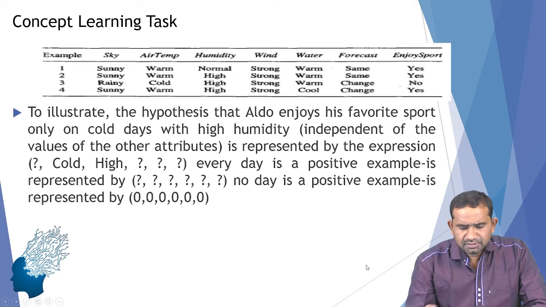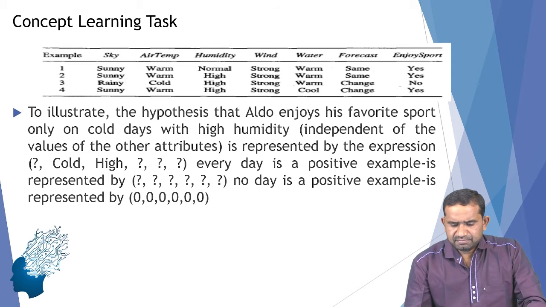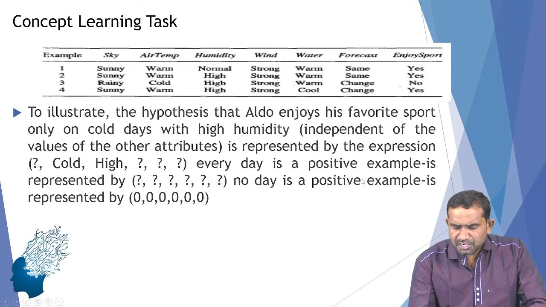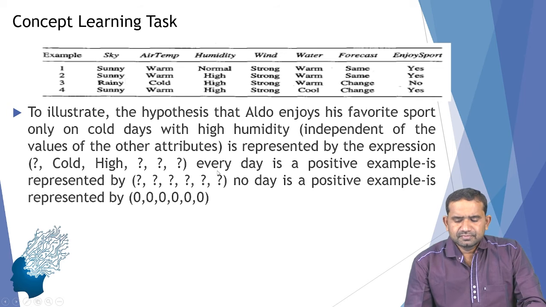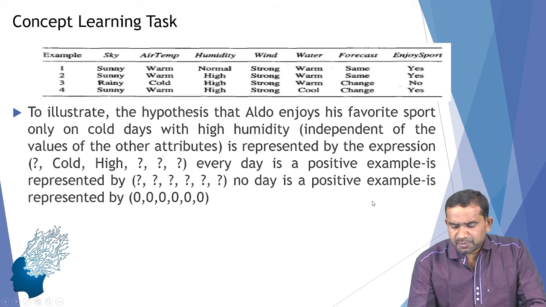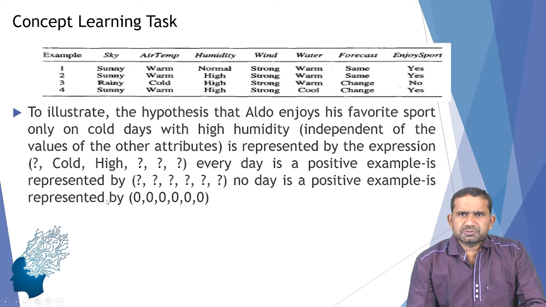Either it may be sunny, or cold, or high. The remaining two mean warm or normal or maybe same. Every day is a positive example, represented by the question mark, because it represents any value. No day is a positive example, represented by 0, meaning the null value. It means that on that day Aldo does not enjoy the water sports.